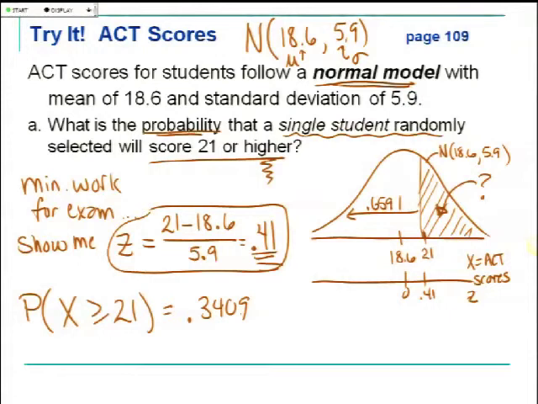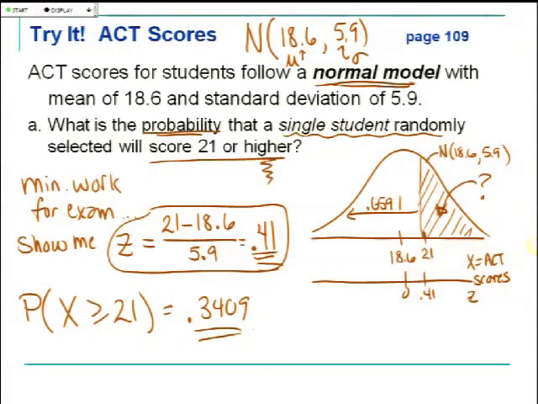Some people said, can't we look up the negative 0.41? And then you just get the answer directly, right? That's fine. You can work with your table in any way you want. You have symmetry. 0.41 to the right is the same as negative 0.41 to the left. Then you don't have to worry about a 1 minus. All right, so your answer to part A: there's about 34% of the students that score 21 or higher. Fairly likely to see a single student get that higher.